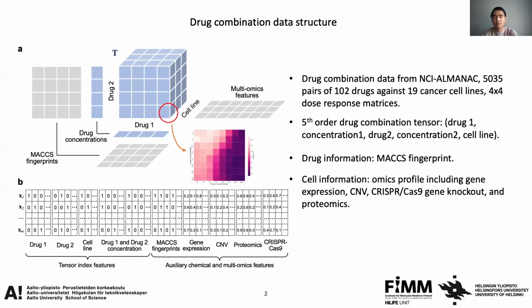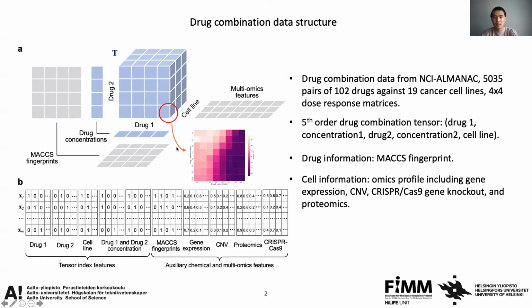The data were taken from the NCI-Almanac project, and in order to match more cell features for the cancer cell lines, we took a subset of the NCI-Almanac data consisting of roughly 5,000 drug combinations against 19 different cancer cell lines. In this data, as we can see from this three-dimensional cube, each data point in the cube indexed by drug 1, drug 2, and cell line represents a two-dimensional response matrix, as shown here, where the two dimensions are the concentrations of drug 1 and the concentrations of drug 2.